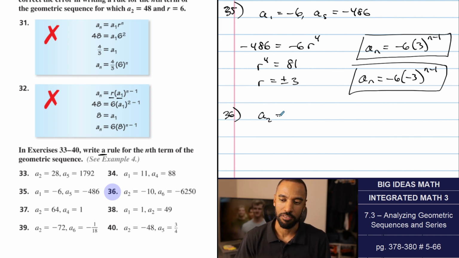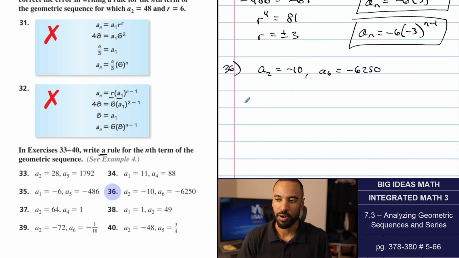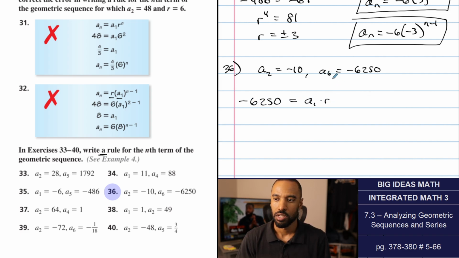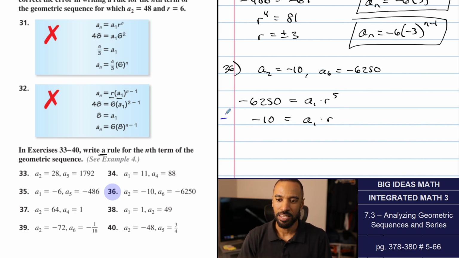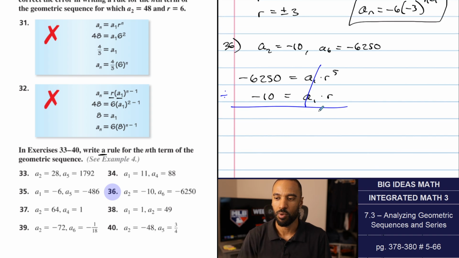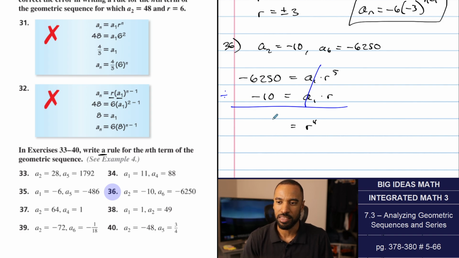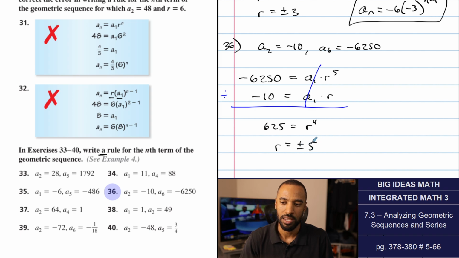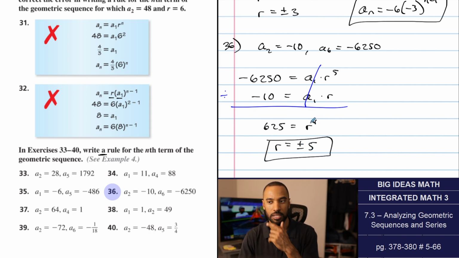Number 36, we don't have the first term anymore, so maybe we have to work a little bit more based off of systems. This time, let's use the elimination method. The elimination method for exponential equations comes in the form of dividing out your a sub 1's. So to the 6 minus 1 power here, and over here is to the 2 minus 1 power. If I divide these straight up, the a sub 1's go away. I prefer elimination for these. You get r to the fourth equals, and dividing these, you get positive 625. Take the fourth root of both sides once again. It's plus or minus 5, but once again, there are two different answers you can get here.